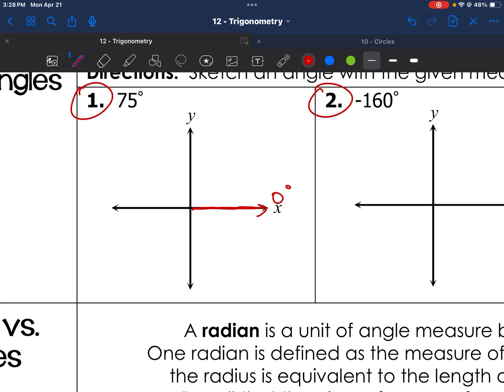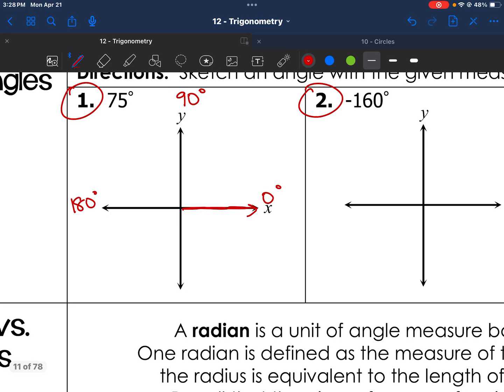Now, if I go all the way up to the top of the y-axis, then I'm a quarter of the way there. And a quarter of the way around the whole thing would be a quarter of 360, would be 90. If I go to the other end of the x-axis, now I'm halfway of 360, so 180. Go all the way down to the bottom of the y-axis, now I'm at 270. And then back all the way around, I'd be back at 360, which is in the same spot as 0.